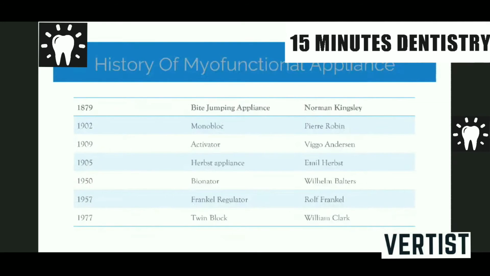Looking at the history of the myofunctional appliances, in 1879 we had the bite jumping appliance by Norman Kingsley. In 1902, we had the monoblock by Pierre Robin. In 1909, we had the activator by Viggo Andresen. In 1905, we had the Herbst appliance by Emil Herbst. In 1950, we had the bionator by Wilhelm Balters. In 1957, we had the Frankel or the functional regulator by Rolf Fränkel. In 1977, we had the twin block, which was given by William Clark.